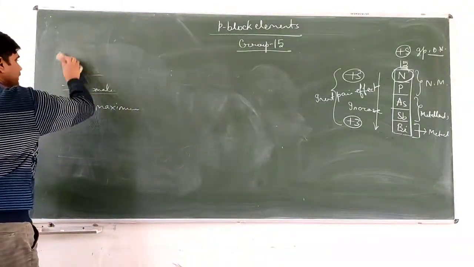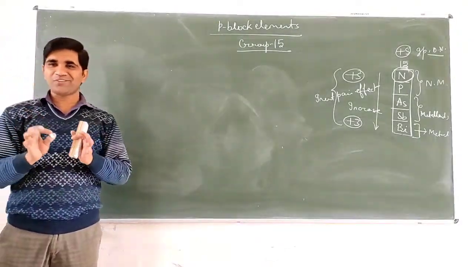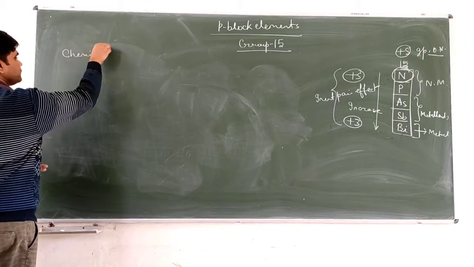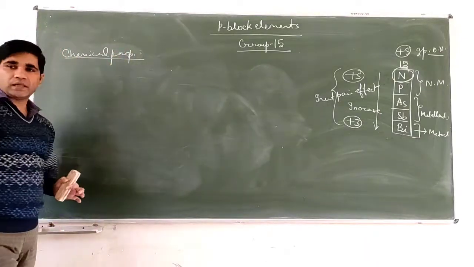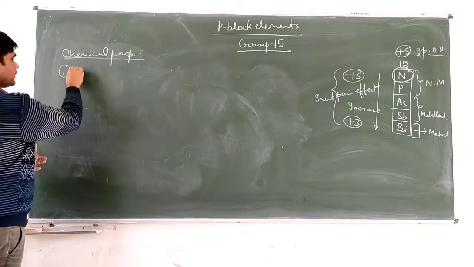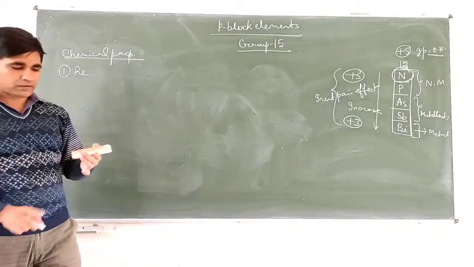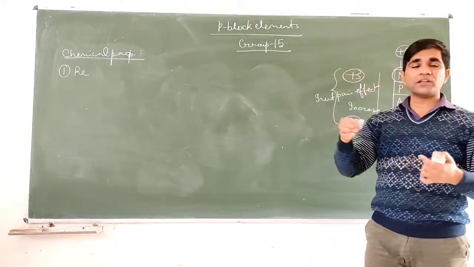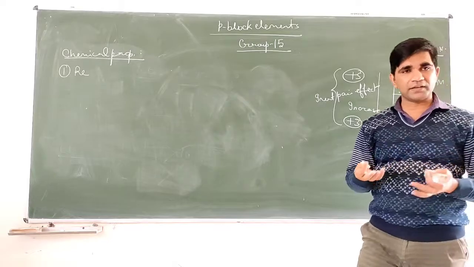Next is the chemical properties. In chemical properties, we will find 4 different topics. The first point is reactivity. In chemical properties, 2 different topics were there. First is the oxidation state that we discussed earlier. Second part is the reactivity with some different elements. So now we are discussing the reactivity with some different elements.